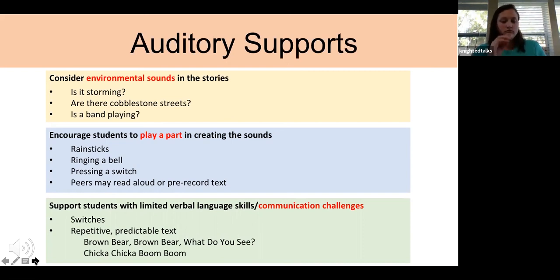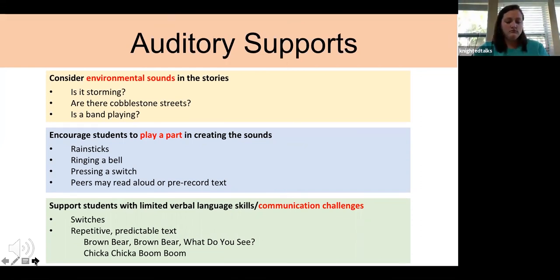So let's start on this yellow box at the top. So consider the environmental sounds in the stories. So is there a band playing? Are there cobblestone streets? Is it storming? You can have these clips available on your phone. You can grab them through YouTube. There are other sound effect generators.